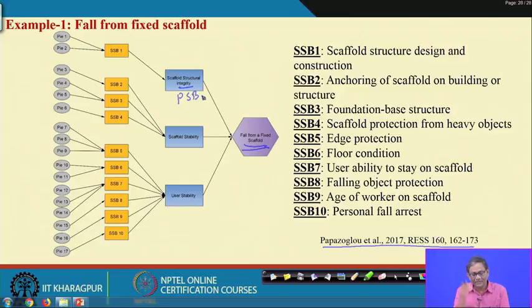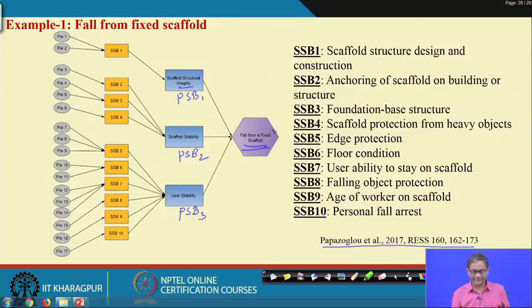So, we will see later on what we mean by this structural integrity. Then scaffold stability, that is our PSB 2, primary safety barrier 2, and then user stability, primary safety barrier 3. Immediately you find out that if this safety barrier fails, fall from height will take place, like fall from a fixed scaffold. So ultimately, the success of all these three will lead to this center event not occurring.